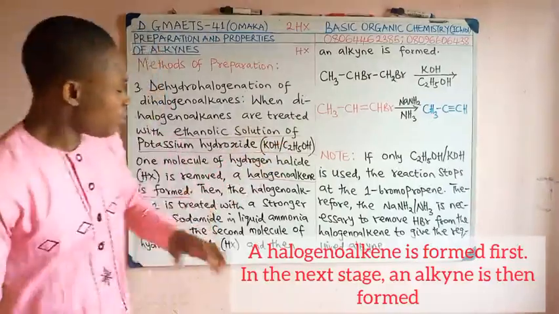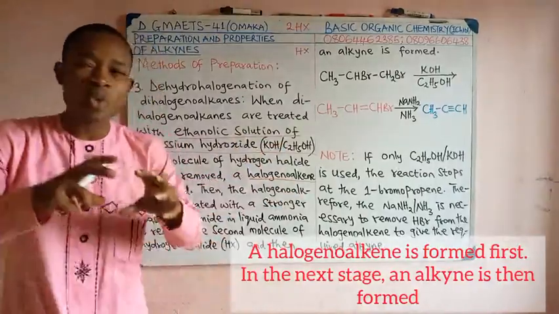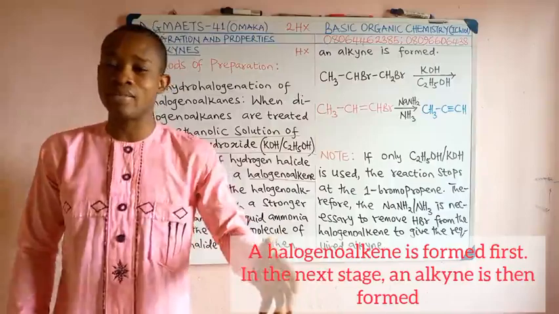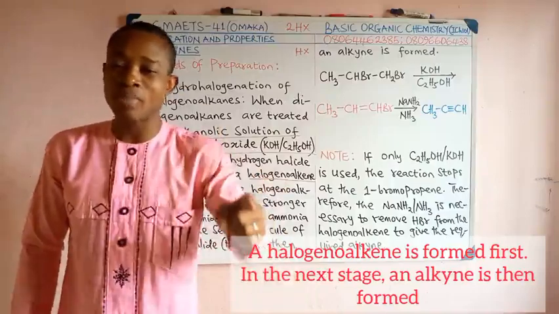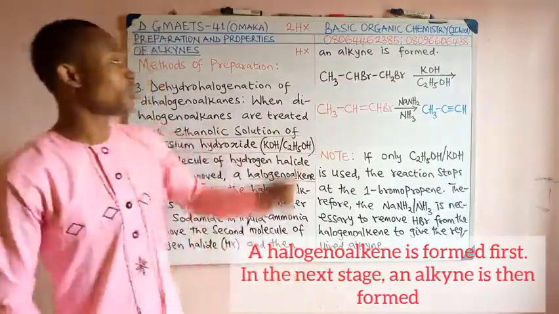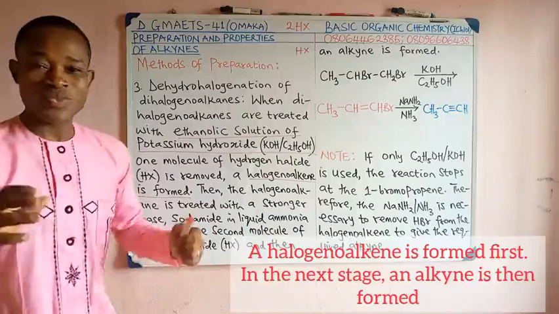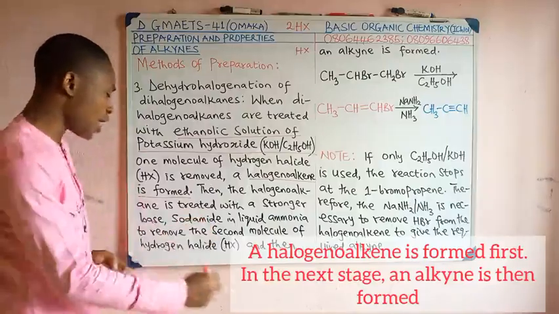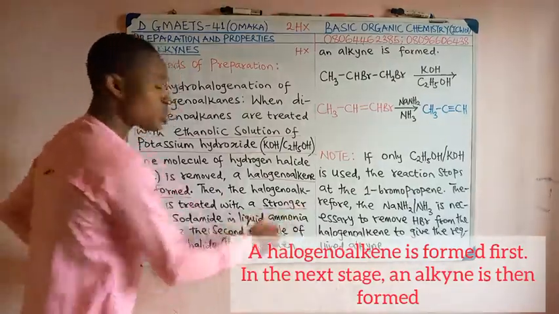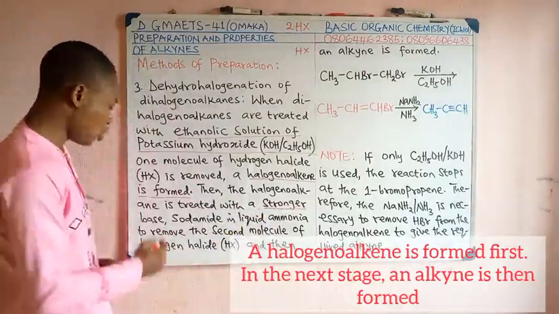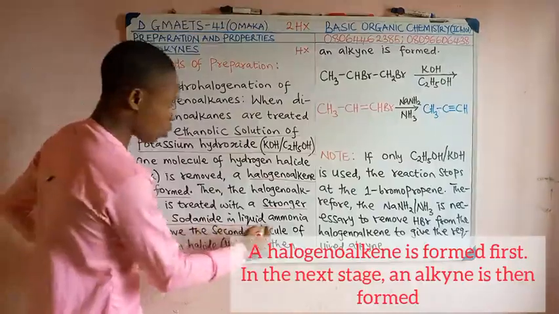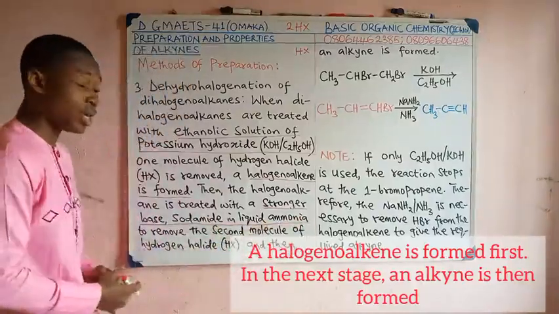Now, the formation of this halogenal alkene requires a stronger base to remove another molecule of hydrogen halide, which will make it 2 molecules of hydrogen halide all in all. And what is this stronger base that is required? The stronger base is sodamide in liquid ammonia. Alright, a stronger base is required, which is sodamide in liquid ammonia.